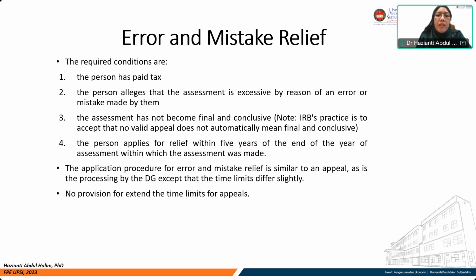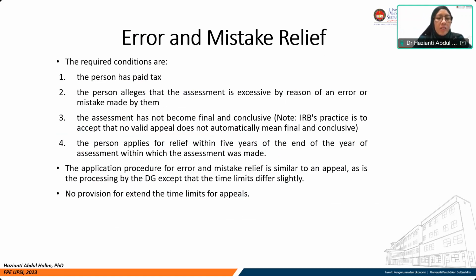All right, error and mistake relief. For some reason somehow you claimed a wrong relief. So for instance, you have a child who is actually above 18 and already in the university, but the parents forgot to tick the one for above 18 going to the university, so the relief would be 8,000. So this is an error made by the taxpayer. What they can do is appeal to make the correction and to rectify the mistake.